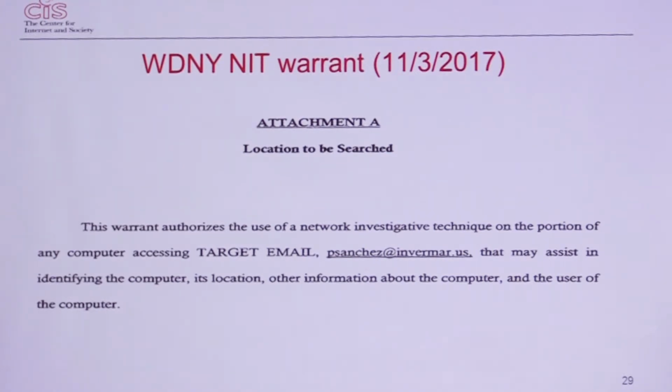But because the two warrants that are covered in this news story are both out of the Western District of New York, it might just be that the USA's office there, this is their particular template. It might not be from Main Justice, so I don't know yet. Note that neither of these involved a watering hole attack. They each involve sending a NIT to a specific particular, well, hopefully one device.